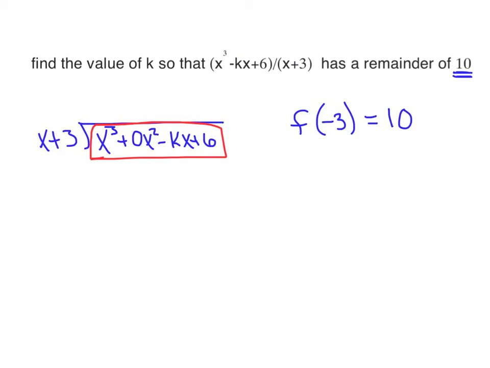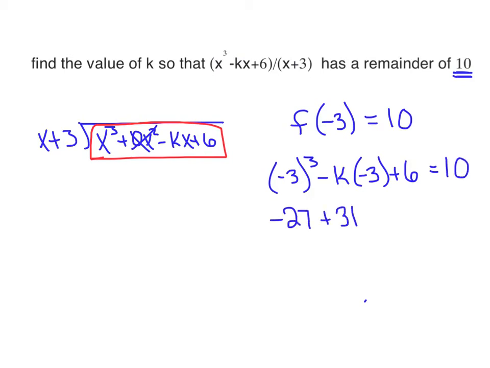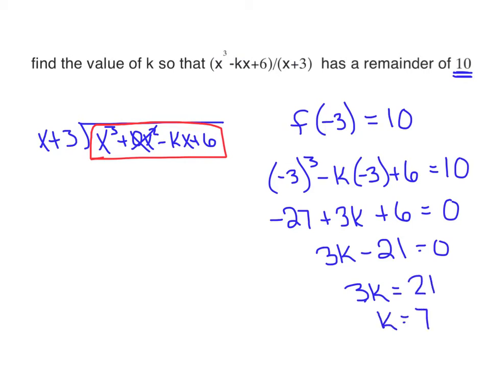So I'm thinking negative 3 cubed, and I'm not even going to worry about the x squared, of course, minus k times negative 3 plus 6 is guaranteed to equal 10. So we got negative 27 plus 3k plus 6 equals 10. Let's see, combine like terms on the left side, and I got negative 21. Add over the 21, and then divide by 3, and I got k equals 7. But it all starts with this idea of saying, if the remainder is going to be 10, then I know for sure that f of negative 3 equals 10.